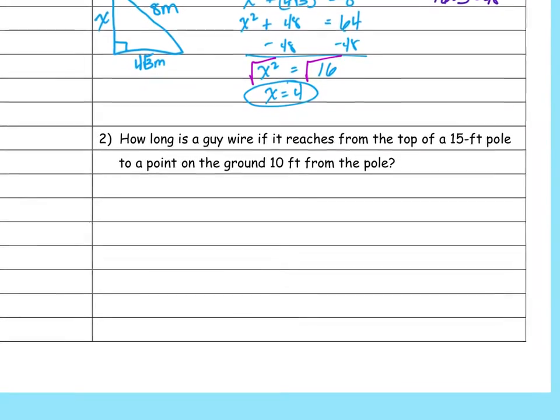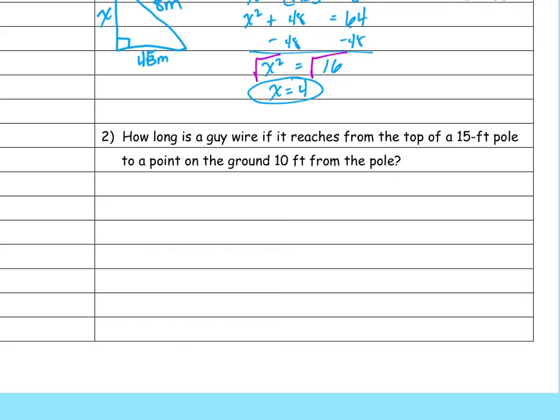Okay, how long is a guy wire if it reaches from the top of a 15-foot pole to a point on the ground 10 feet from the pole? Okay, so here's my pole. Ready? I'm a really good drawer. Here's my pole. It is 15 feet tall.